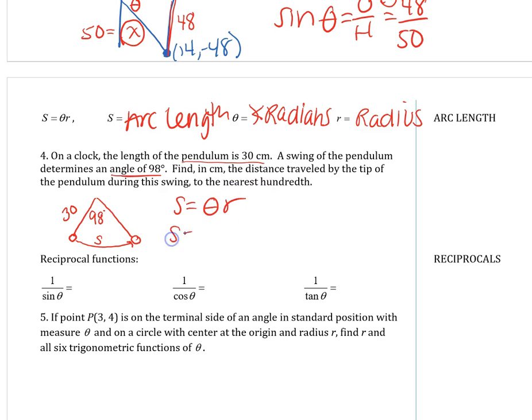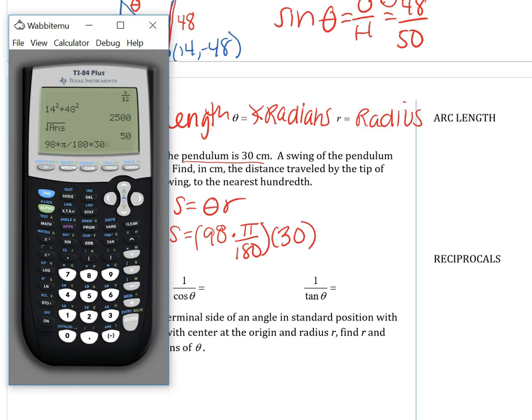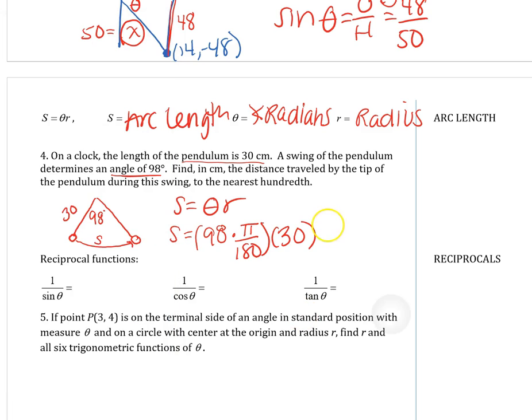Okay, I don't know S. They tell me theta is 98 degrees, but remember you need to convert that to radians in order to plug it in correctly. So in radians, I would have to multiply by pi over 180, and then plug in 30 for r. Okay, so I go ahead, I plug it in my calculator, and I get 51.31 centimeters traveled.